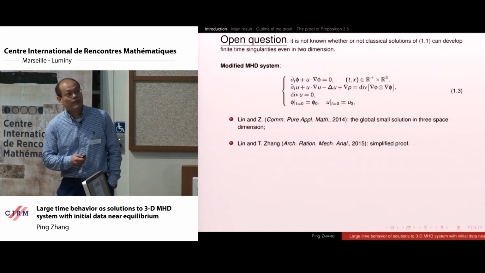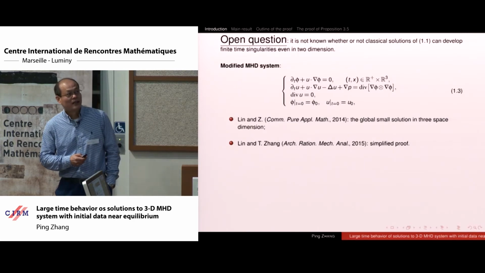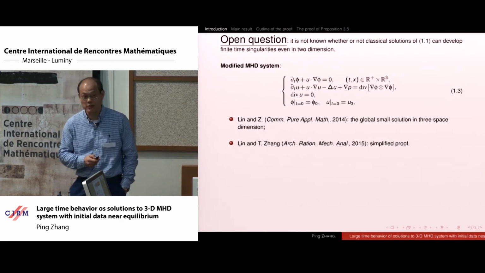And then this Lorentz force can be reformulated like divergence of gradient phi tensor gradient phi. Fenghua Lin introduced me to this problem in 2007. And we first proved, in three space dimensions when phi 0 is a small perturbation of x3 and u0 is sufficiently small, the global existence of small solutions to this system.